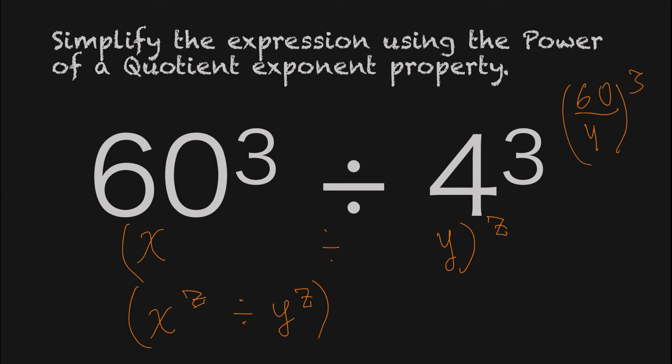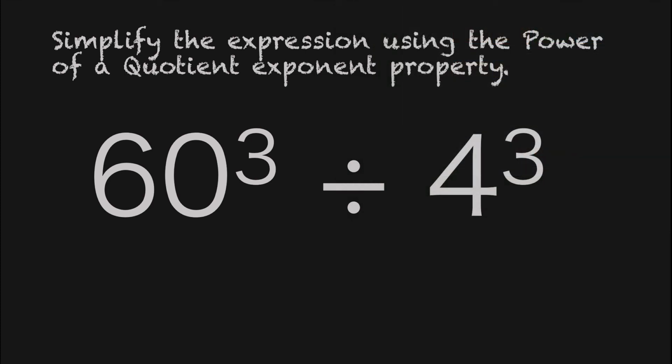So, this 60 divided by 4, I can rewrite it so that it's clearer to see. 60 divided by 4 to the third power is equivalent to, like, the 60 being the x, the 4 being the y, the 3 being the z. This little z, little z. And here again, this is the x divided by a y, and then you're raising it to the z. Let's try a few more example problems.